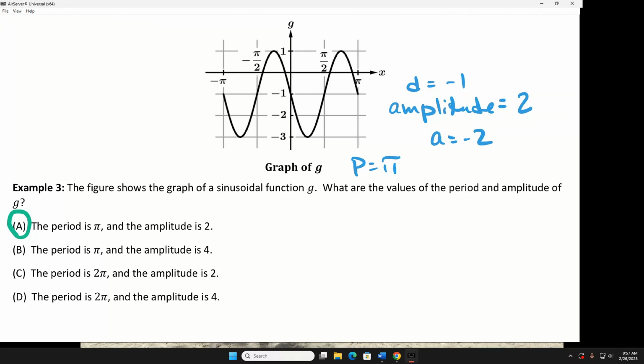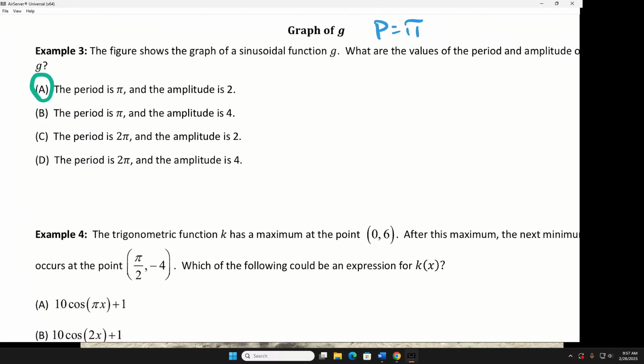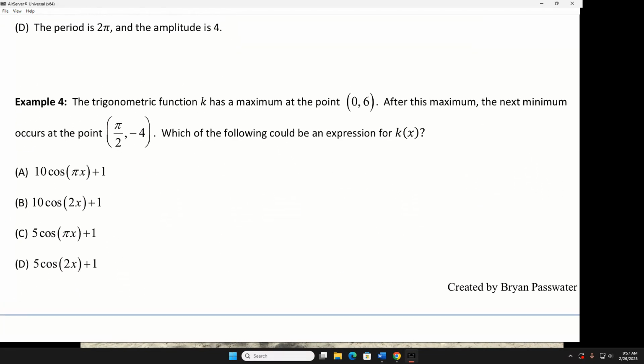Okay, and then for example 4, you guys have done a lot of these where you just give the midline, the period, and the amplitude, but now we're going to actually pick the equation. All right, and so we have this trigonometric function k, and it does have a maximum point at (0, 6). So if none of these have any kind of shifting left or right, this one I feel like is a little on the easier side. It's possible some of these would be sine and some of these would be cosine.